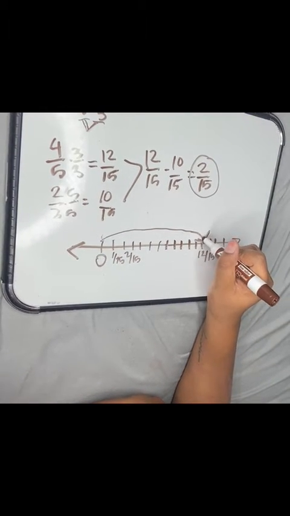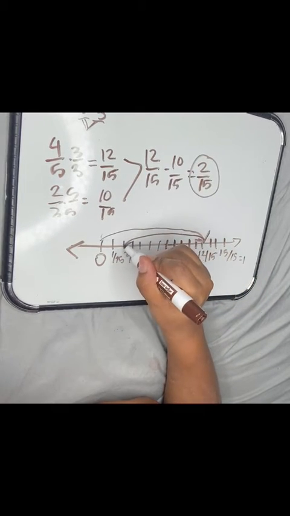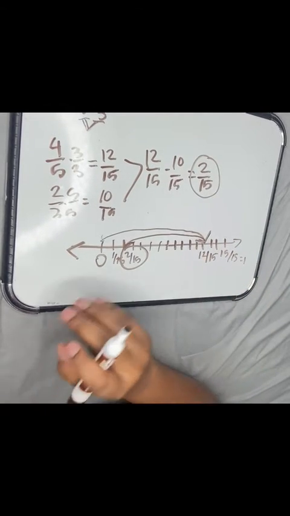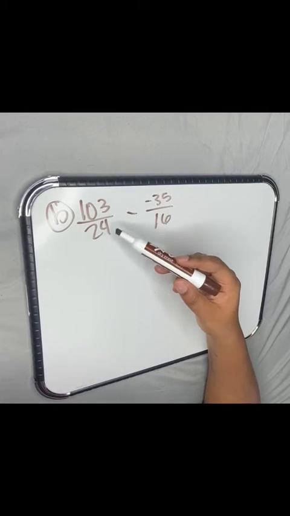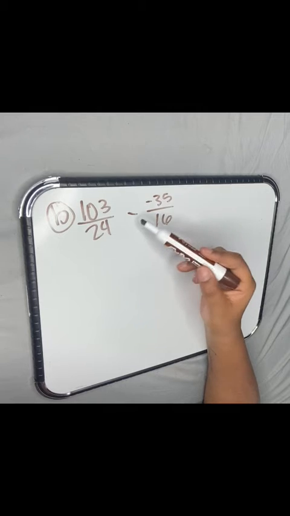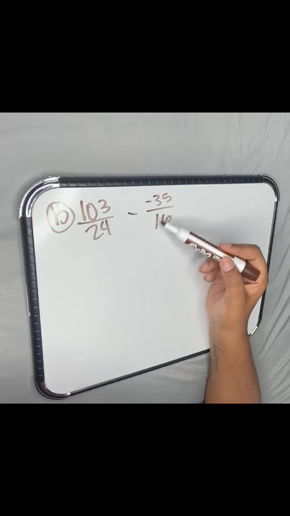When we count back 10 spots, taking away 10 15ths, that lands us at 2 15ths. And that is the final answer. Okay, so moving on to another example, we have 103 over 24 minus negative 35 over 16.